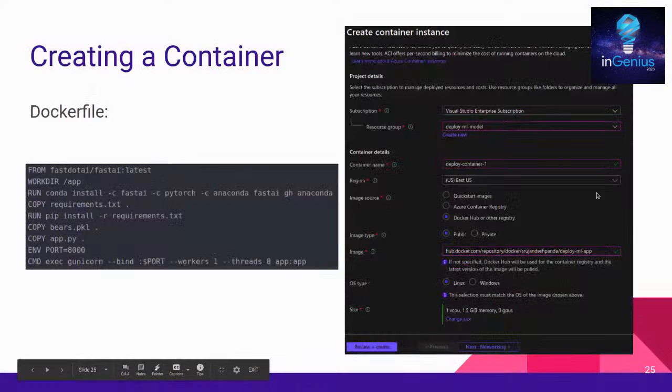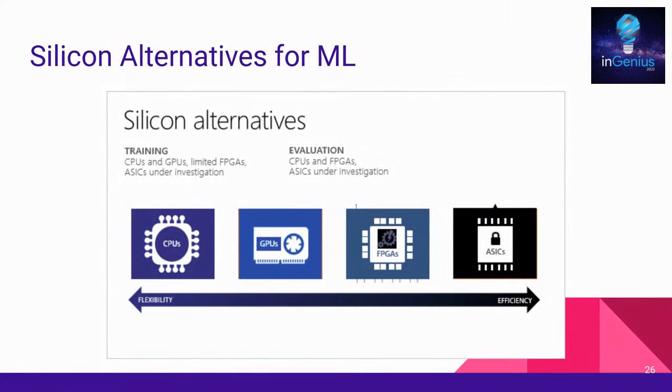So that was all about containers and creating the Docker file. Manikya, do you want to take us into some silicon alternatives? Right, sure. So as we saw, CPUs and GPUs were being used in our VMs. So what if we want to use something else, something like FPGAs or ASICs?